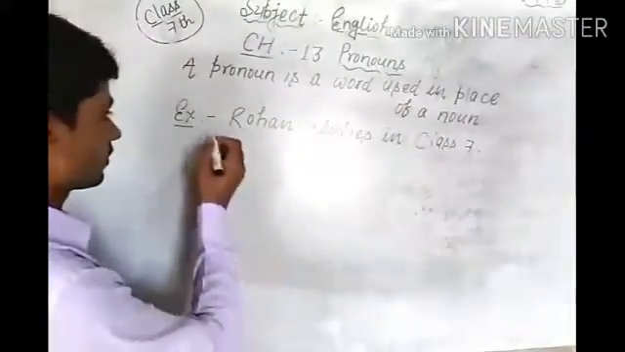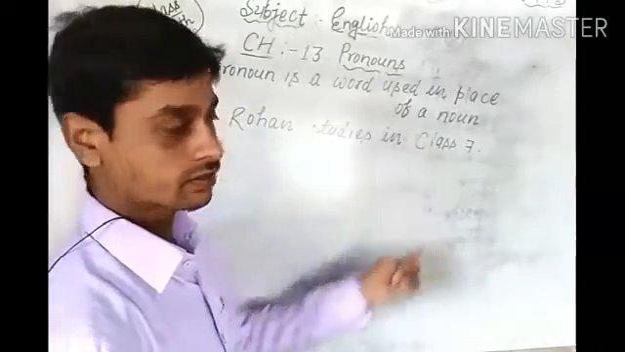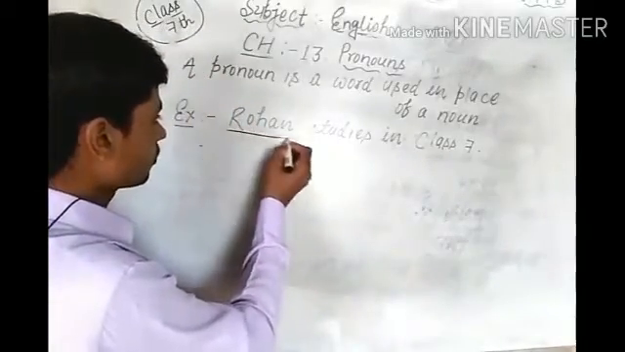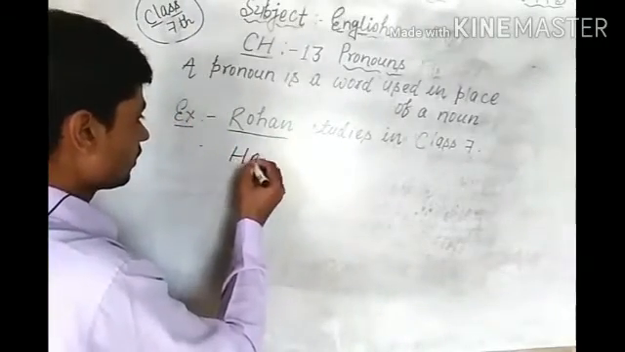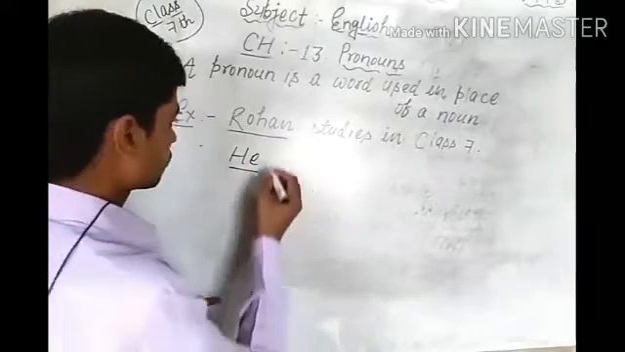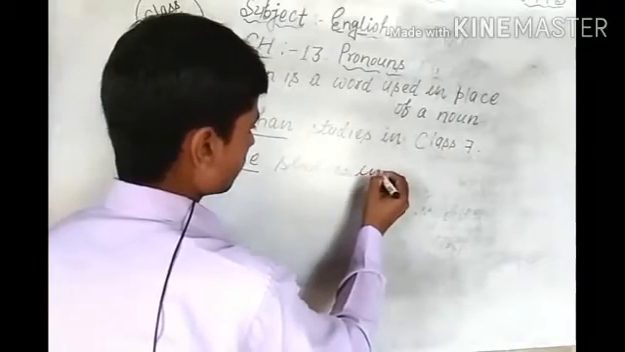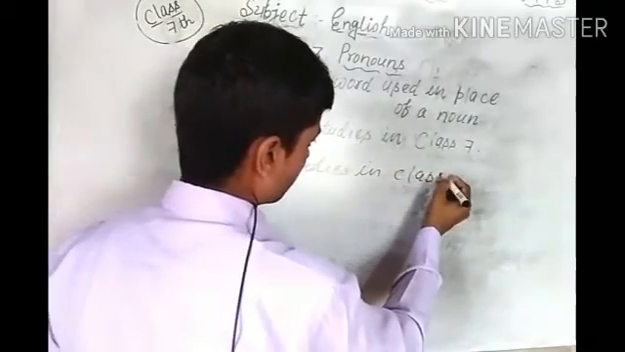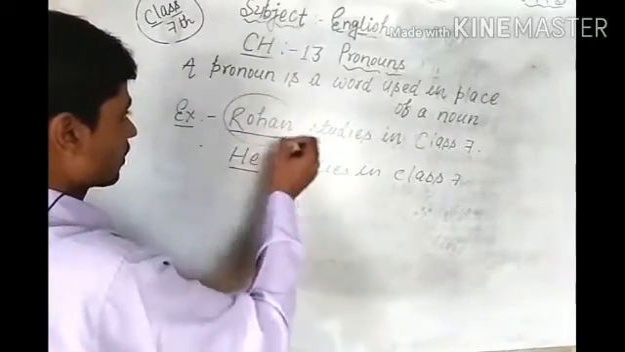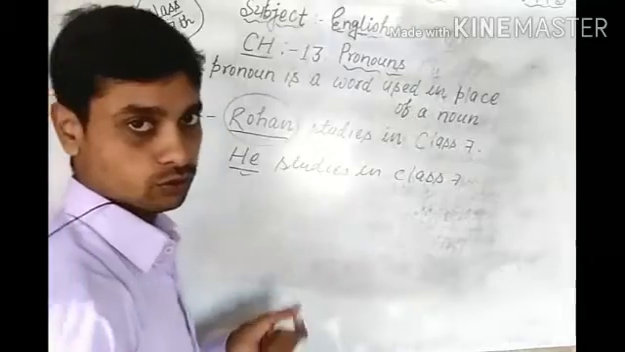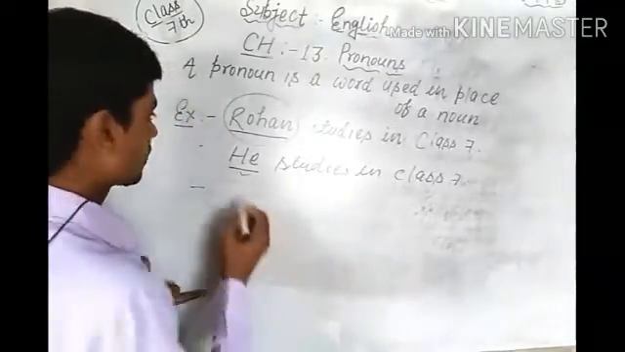We can understand with the help of an example. Rohan studies in class 7th. In this sentence, what is the noun? Rohan. So at this place we can also use "he". He is a pronoun. So, he studies in class 7th. Okay students, in this sentence, in the place of the noun, "he" is used, so "he" is called a pronoun.